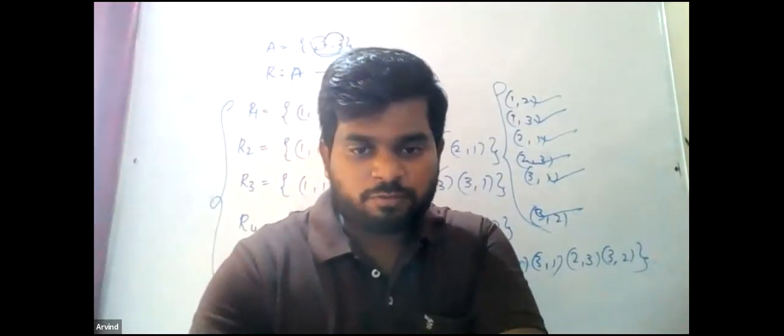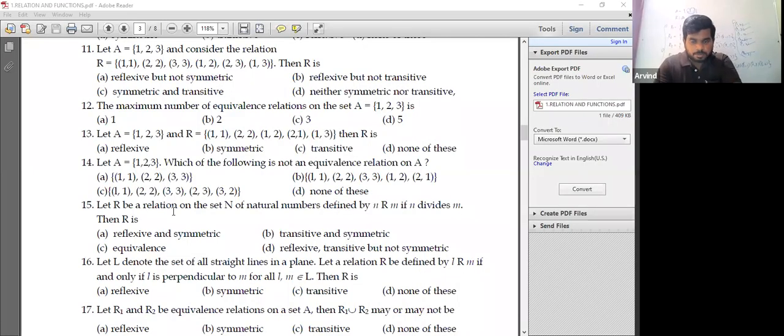relation. There is no formula, you have to find it. So it is 5. The maximum number of equivalence relations is 5. Okay, let's go to the 13th one.